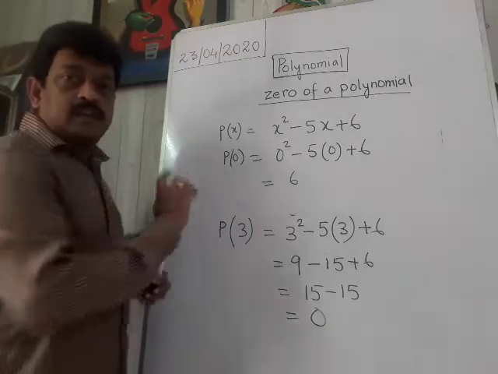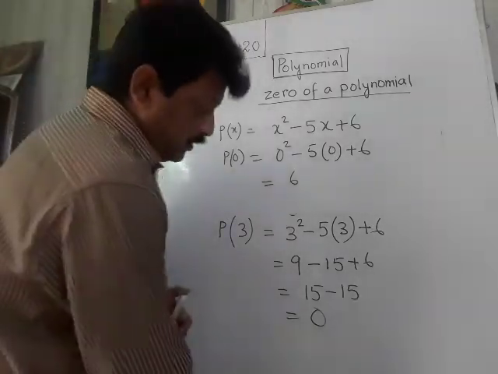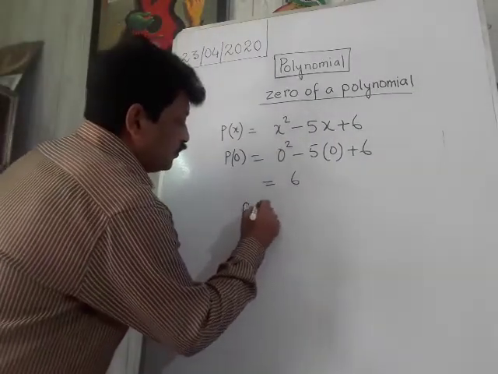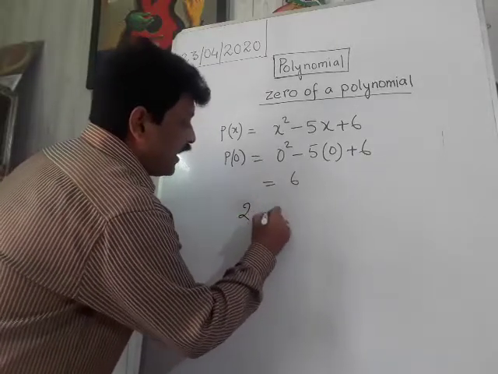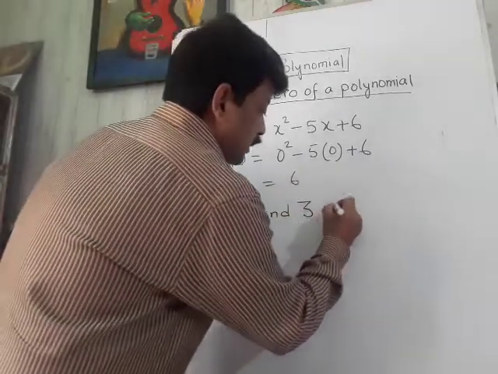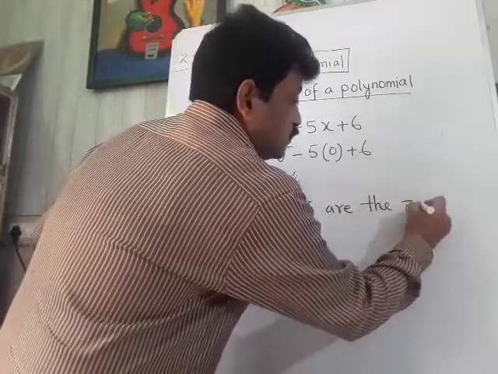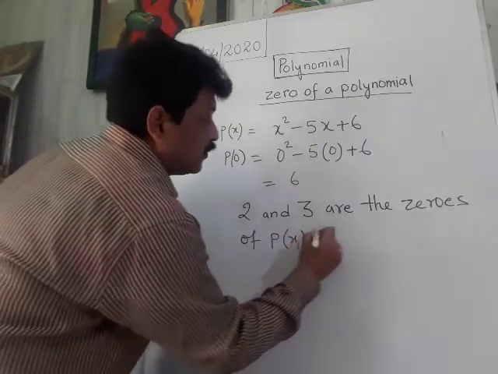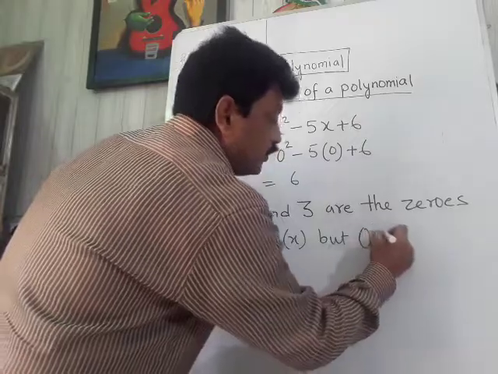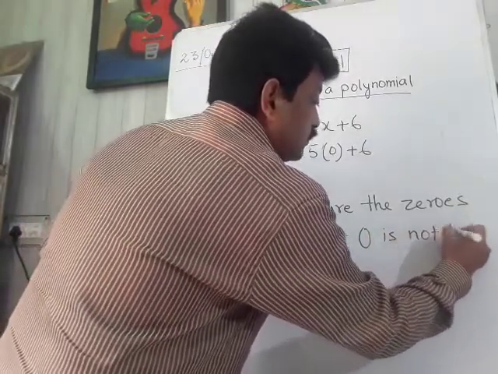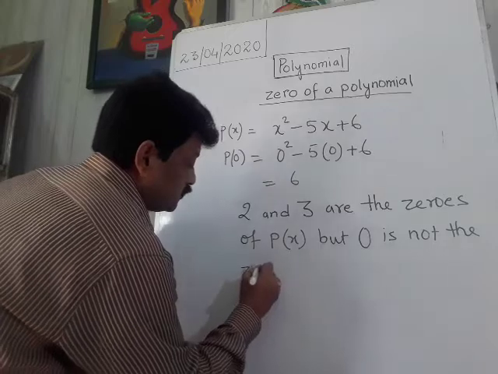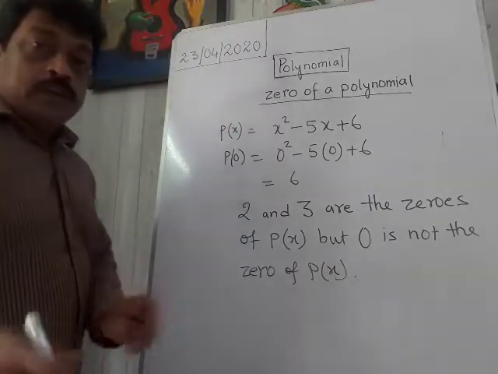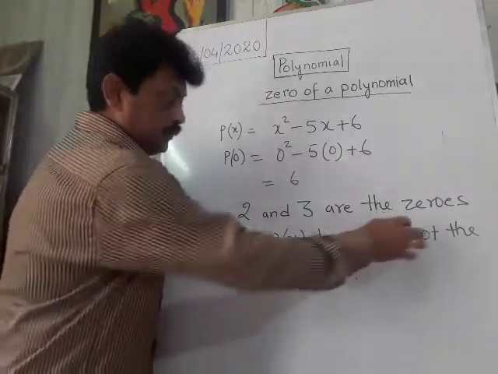Actually here, 0 is a digit, and that zero is in words, in letters. 2 and 3 are the zeros of p(x), but 0 is not a zero of p(x). Hope there is no confusion about this 0 and this zero.